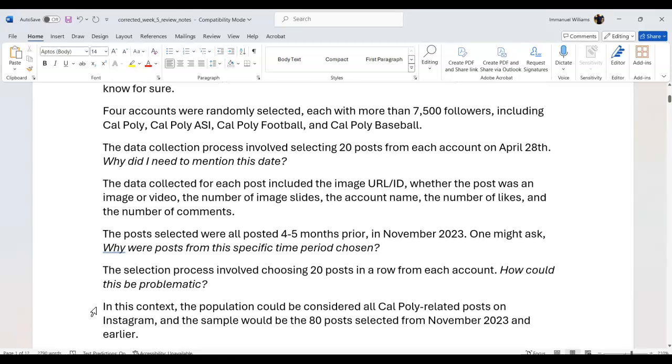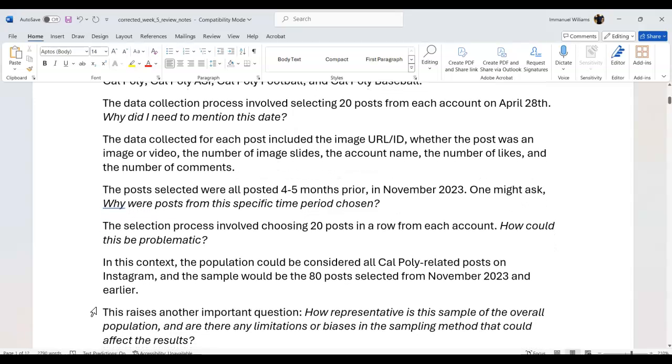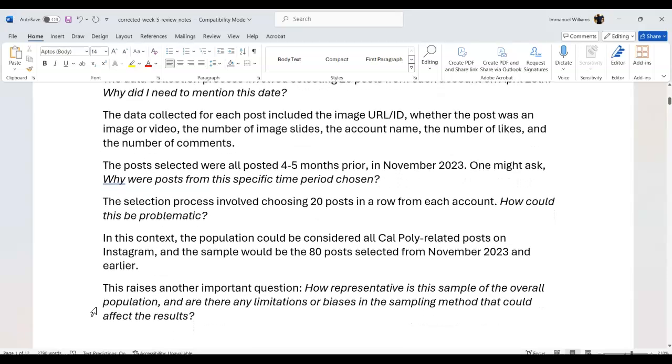In this context, the population could be considered all Cal Poly related posts on Instagram, and the sample could be 80 posts selected from November 2023. But at the same time, that's just one way of looking at the population. This raises an important question: how representative is the sample of the overall population? And there are other limitations or biases in the sampling method that could affect the results.